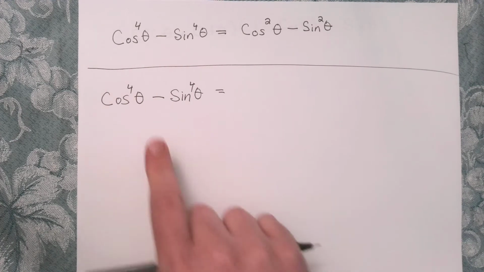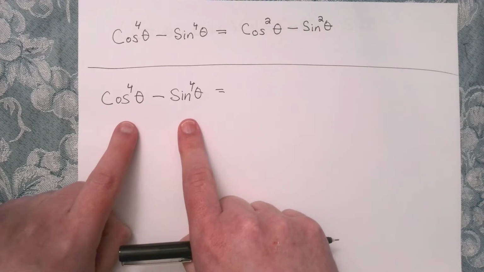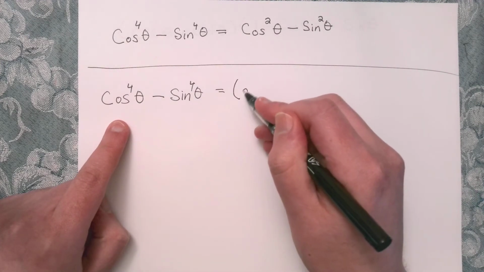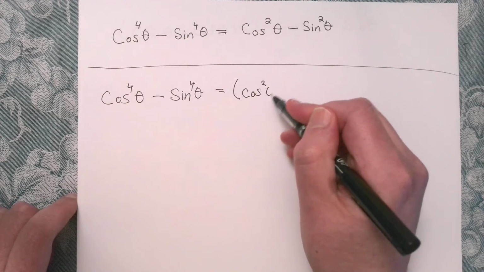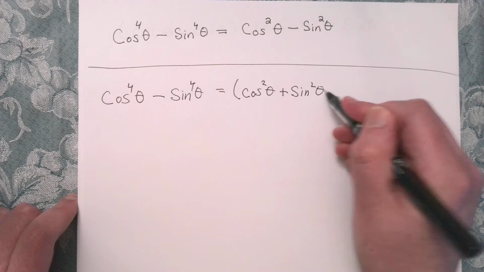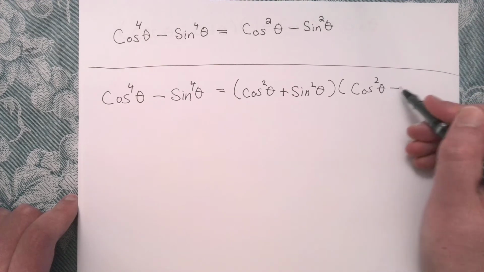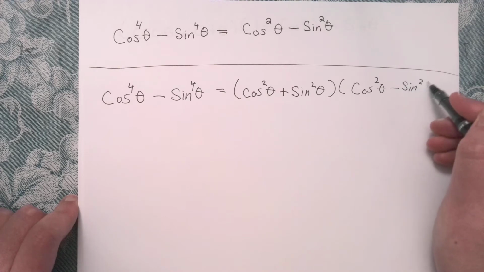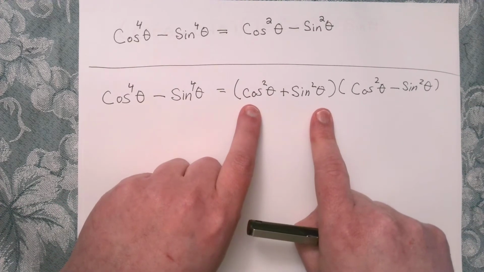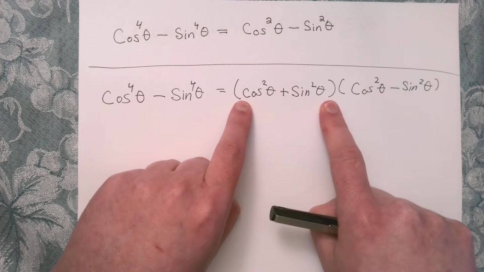Because the first thing I notice is that we have the difference of squares, right? And so we can factor the difference of squares. Let's go ahead and factor it. So that should be cosine squared of theta plus sine squared of theta. That's an old friend. Times cosine squared of theta minus sine squared of theta. And that seems nice. So there's another classic Pythagorean identity showing up. This is exactly 1.